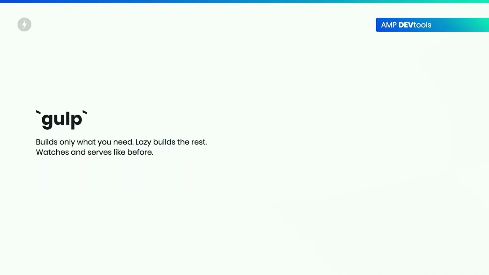So let me talk about gulp. And I'm not talking about the task management system itself, but the actual gulp command, where we made this huge change that instead of building everything and every extension that you need, you only build what you need and then lazy build the rest of the stuff. It watches and it serves just like it did before, and it saves you a ton of time.